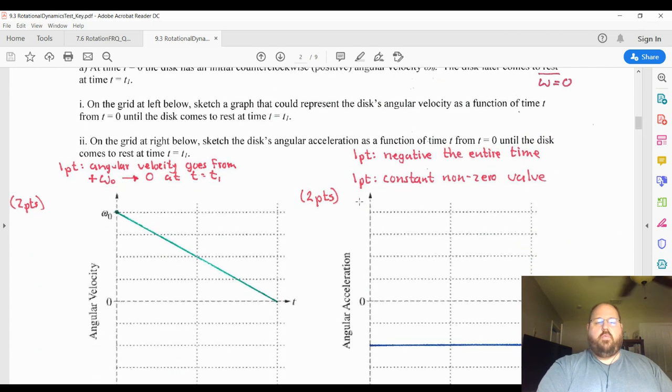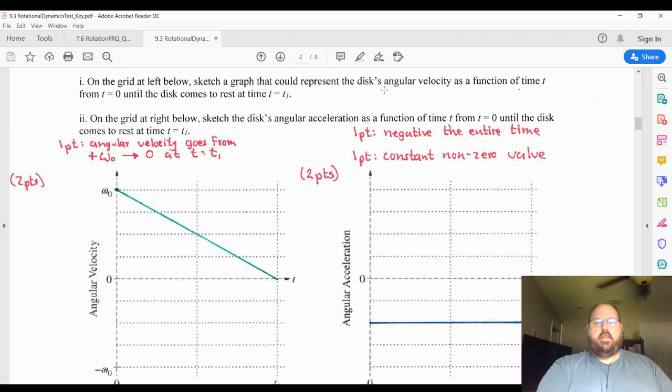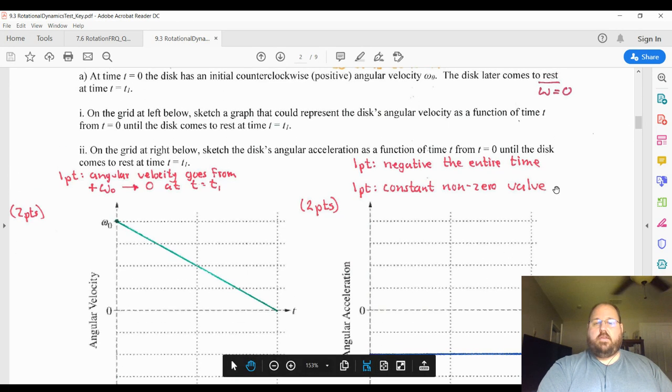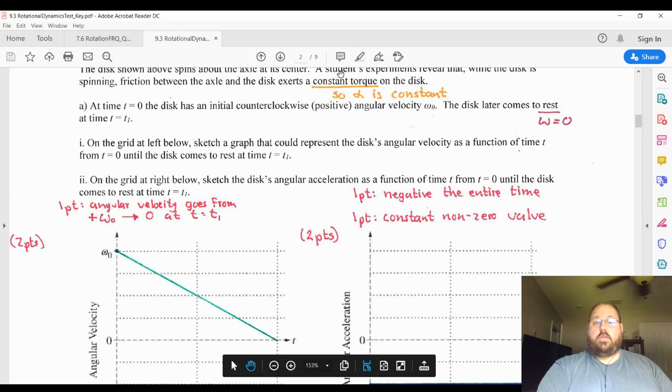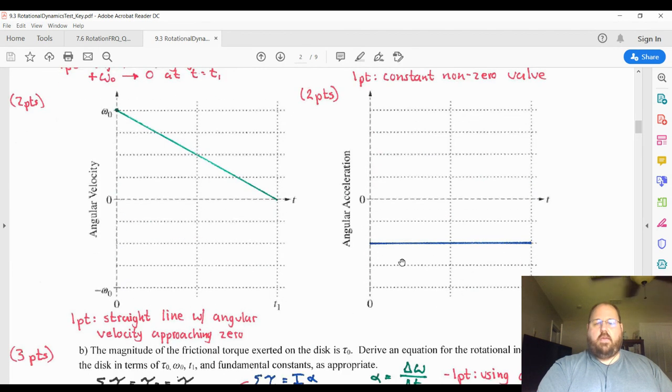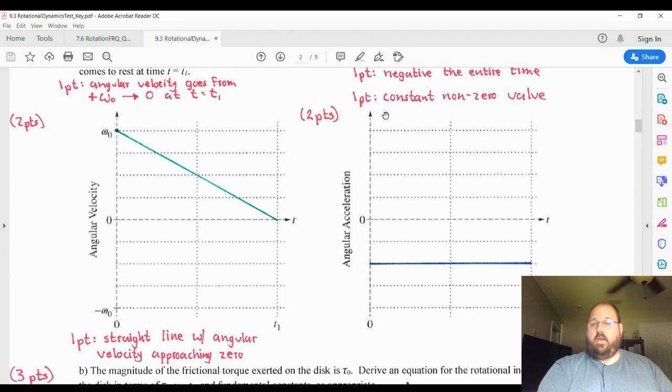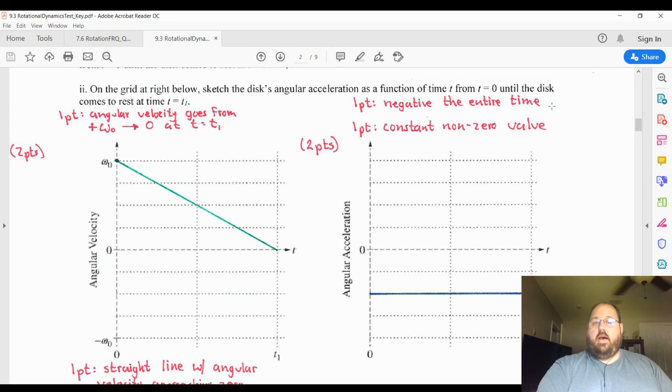Speaking of graphs below, we are supposed to create graphs of the disk's angular velocity as a function of time and the disk's angular acceleration as a function of time. So I would start with the acceleration. That's the simpler one to do because I know the torque is constant, therefore I know the acceleration is constant. So we're just going to draw some constant non-zero value, and that's actually going to get us 1 point just by doing that. And then the second point is if we have a negative angular acceleration.